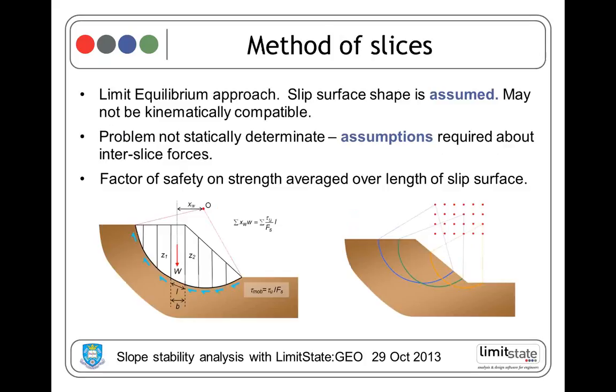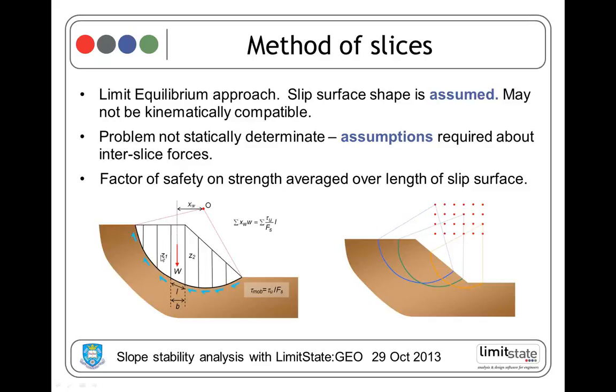But the most common method used for slope stability at present is the method of slices. This is what's called a limit equilibrium approach, and it requires a number of assumptions in the analysis to make it work. Normally a slip circle is assumed, and its location is tried at various different points, as shown in the diagram on the bottom right. The slip circle itself is not necessarily kinematically compatible, depending on the soil behavior or soil properties, and the analysis is not necessarily statically determinate.